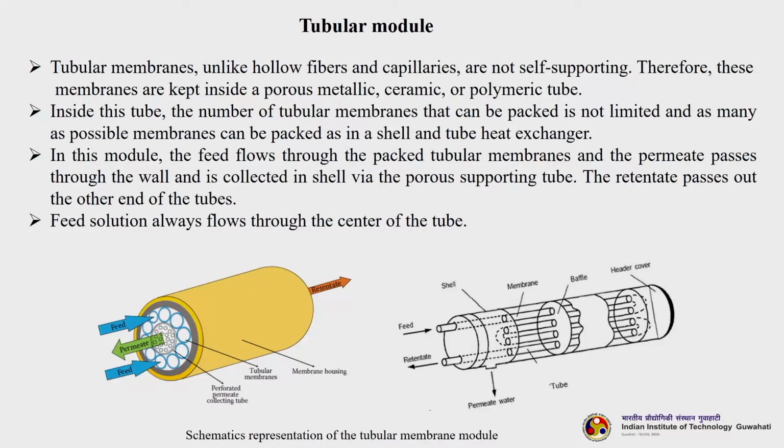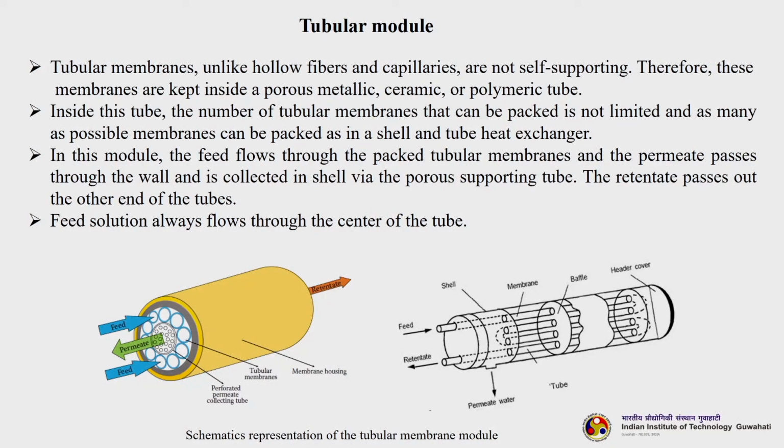Inside this tube the number of tubular membranes that can be packed is not limited, and as many as possible can be packed, in a shell and tube heat exchanger type. In this module the feed flows through the packed tubular membrane and the permeate passes through the wall and is collected in the shell via the porous supporting tube. The retentate passes out the other side of the tube. Feed solution always flows through the center of the tube.